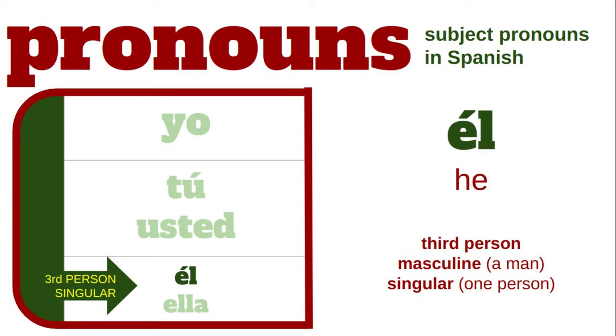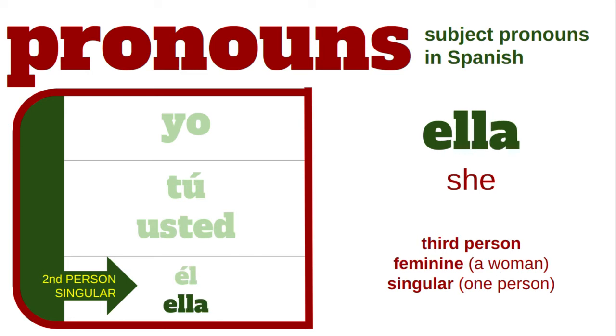For the third person singular forms, we have él, which means he. This is the third person masculine singular form, meaning we use it when we're talking to one man, or talking about one man. Él, which means he. If we're talking about one woman, we say ella for she. That's the third person feminine singular form, meaning we use it to talk about one woman.